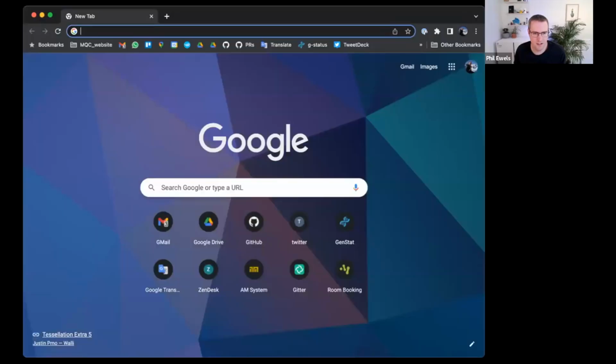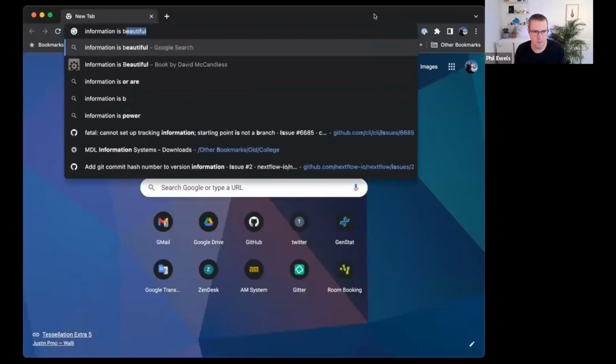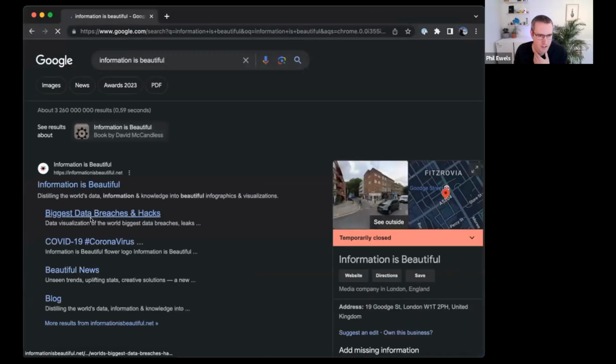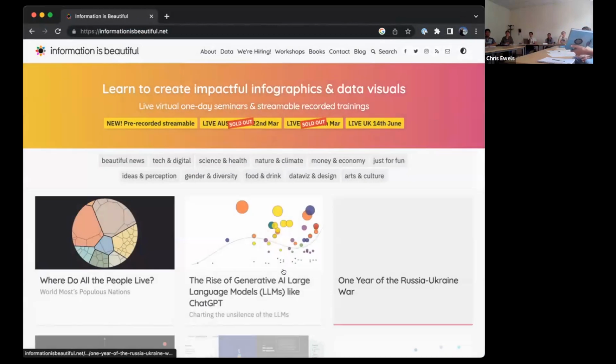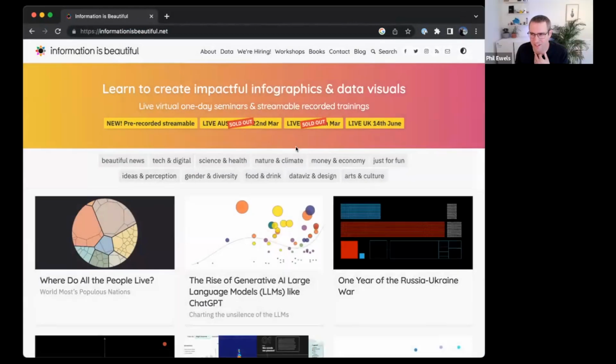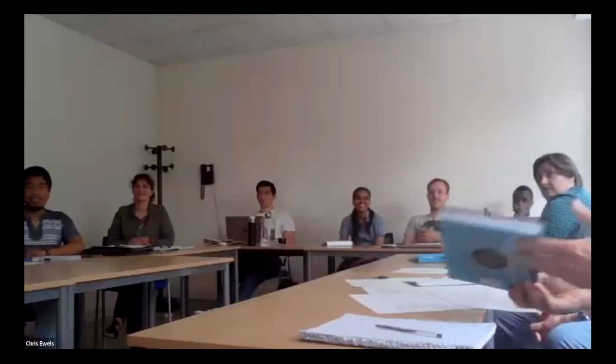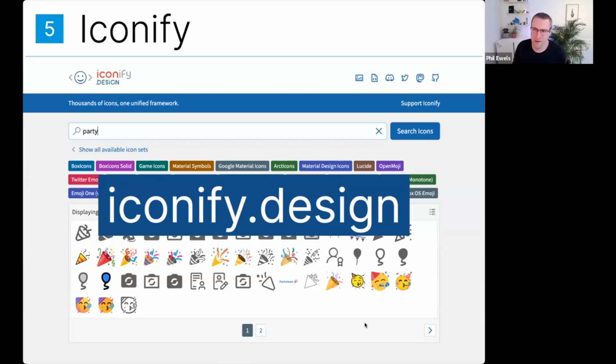Information is Beautiful, a book by a guy called David McCandless, is he called? Oh, I love that book. There's a few different iterations of that. Yeah, exactly. He's got about three or four of these books now, and they are fantastic coffee table books.